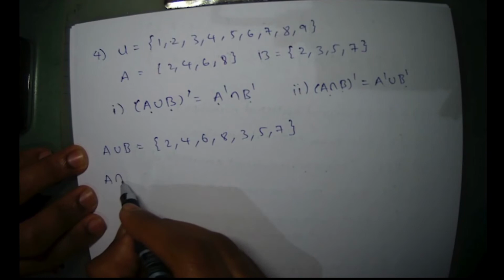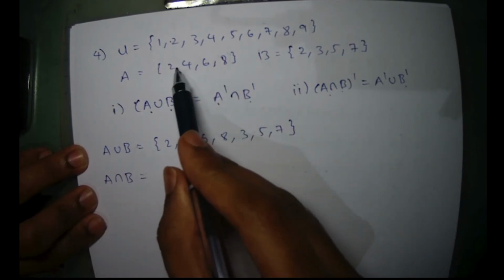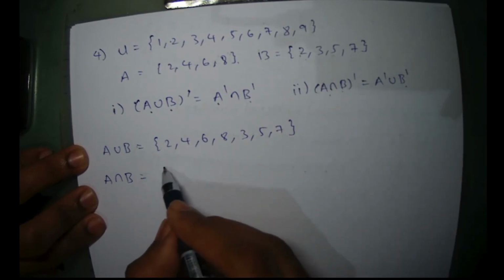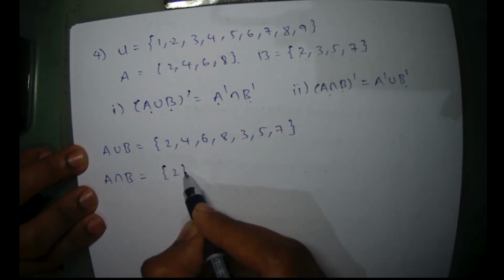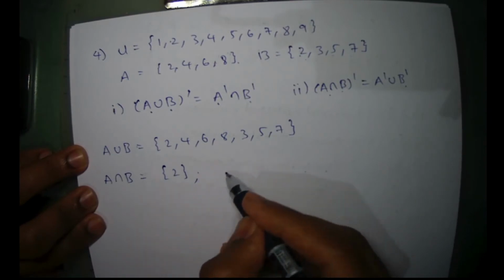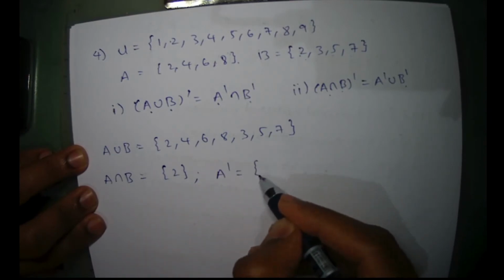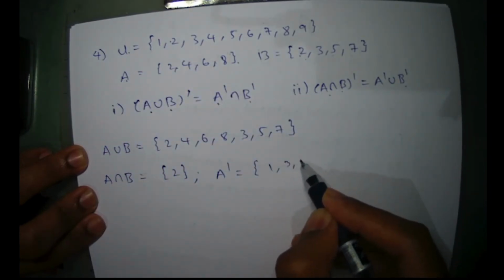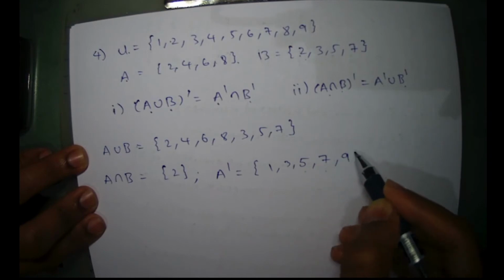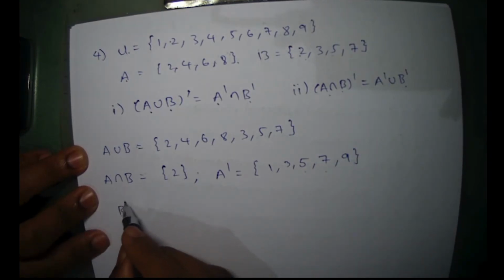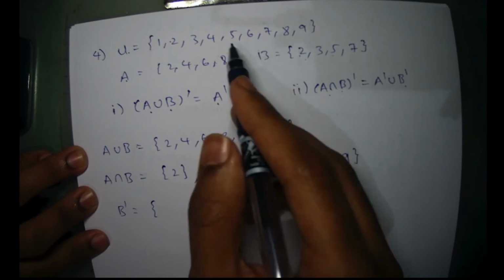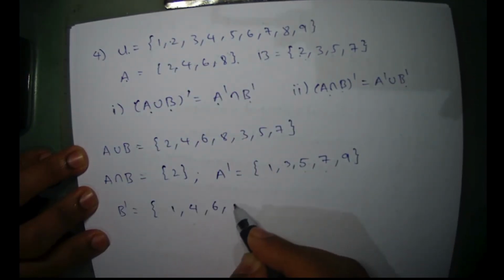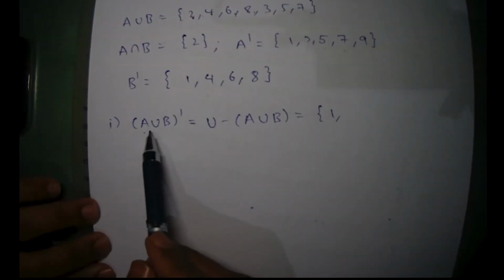Then I have to find A intersection B. So I have 2, 4, 6, 8, 2, 3, 5, 7. The only common term is 2. So A intersection B will be 2. The next thing I'll have to find is A dash. A dash is U minus A, so it is 1, 3, 5, 7 and 9. The other thing I have to find is B dash. B dash is U minus B, which is 1, 4, 6 and 8.